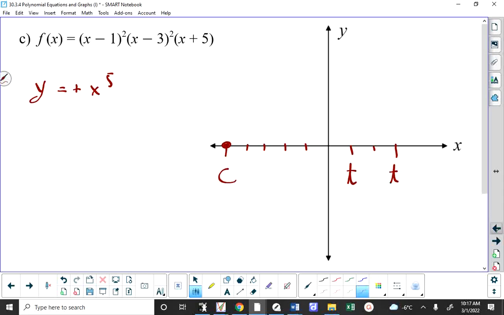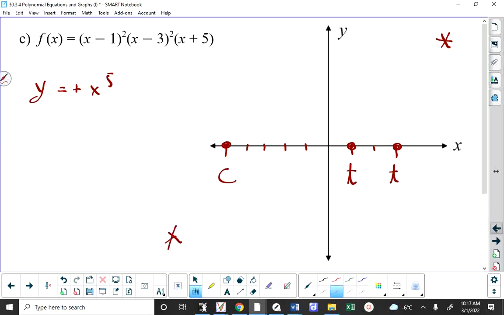Are we all okay with those statements? X-intercept at 1 and 3, both tangent. X-intercept at negative 5, that's clean. And if we expanded it out, it would be positive x to the 5. Positive x to the 5 means we need to end in quadrant 1 and start in quadrant 3.